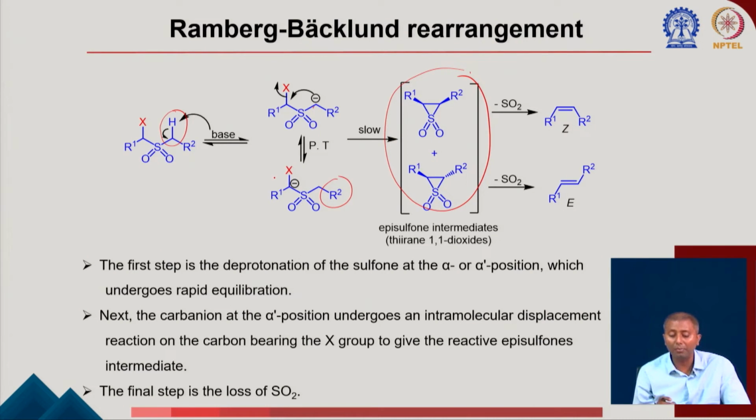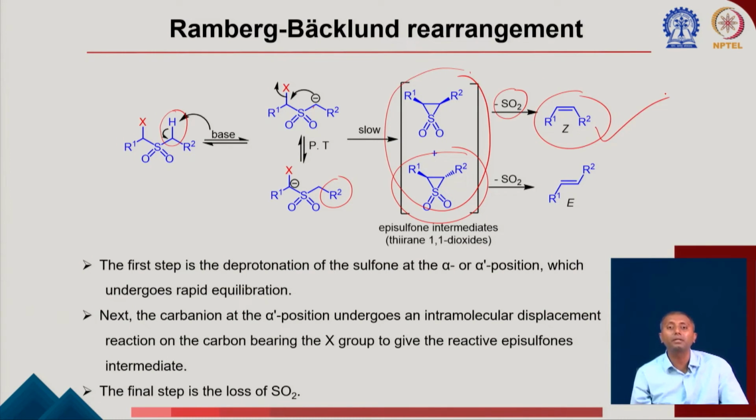Then there is a chance of epimerization. So now, instead of making the syn episulfone, you will make an anti-episulfone as well. So that means these two groups will be anti, not syn. So now what is happening from these two scenarios, after the extrusion of sulfur dioxide, it can form this olefin. So in general, the Z olefin is always the major product.